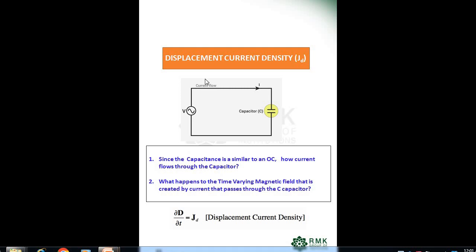Dear students, I welcome you back to the fourth unit in the electromagnetic field subject. So the fourth unit is time varying fields and Maxwell's equations.